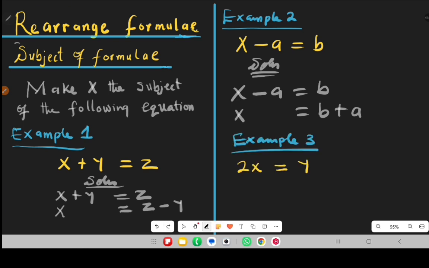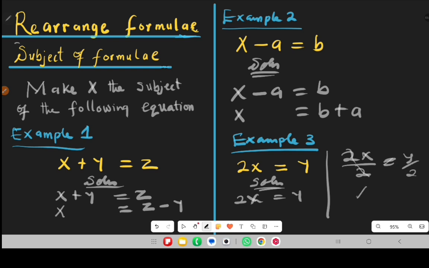Then we take example 3. Example 3 is 2x equals y. It's just using the multiplication sign, which is 2x equals y. To make x stand on its own, we divide by the coefficient of x. That is 2x all over 2 equals y all over 2. 2 cancels 2, left with x equals y over 2. And then we move further.